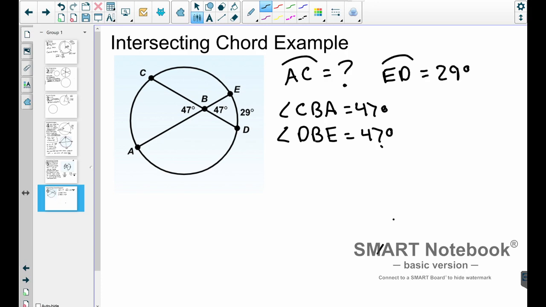So let's think about that formula we use. We said that if you add up the two intercepted arcs and divide by 2, you'll get the measure of the vertical angles, which in this case is 47. So we can say that whatever AC is plus our 29 degrees of ED, divided by 2, is going to equal 47 degrees.